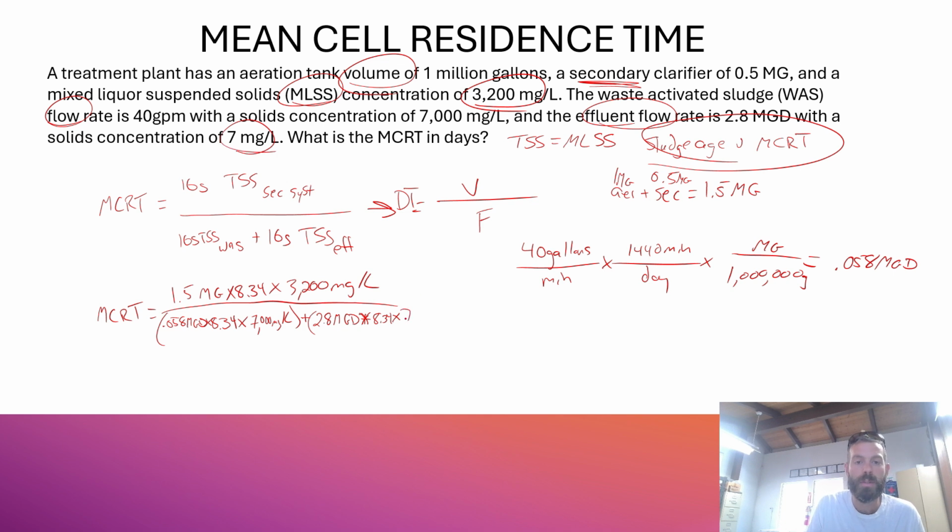Now I had a supervisor once who said, if you don't waste on purpose, you waste on accident. He called it wasting over the weirs. It was kind of funny, but he's right. Whatever TSS you can't manage in the plant through wasting will go over the weirs. And the reason MCRT is so important is it can kind of tell you what's going on in the plant. It's telling you how old your sludge is, in essence.